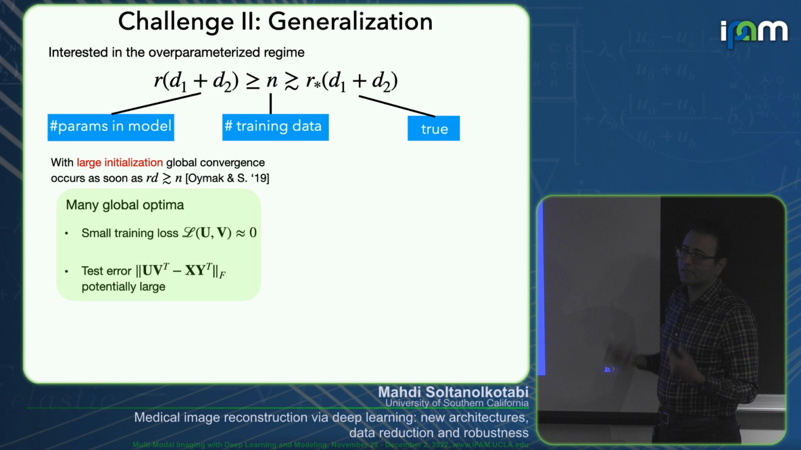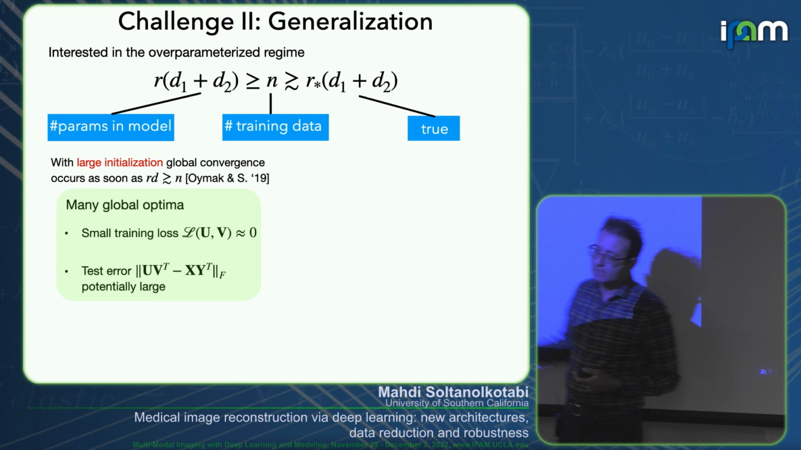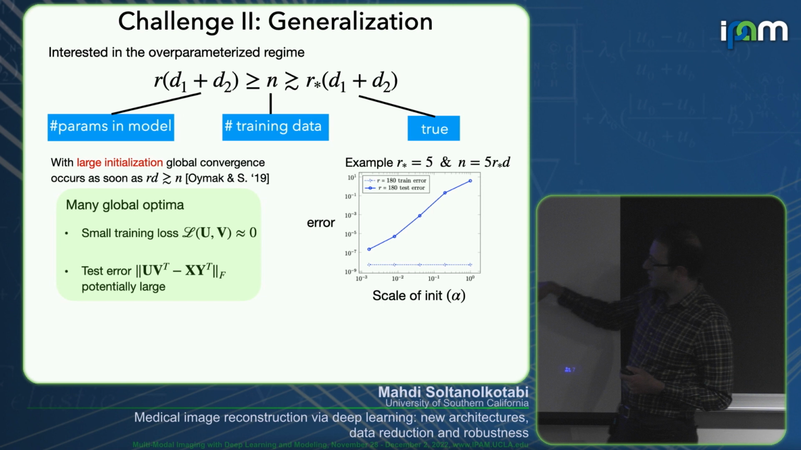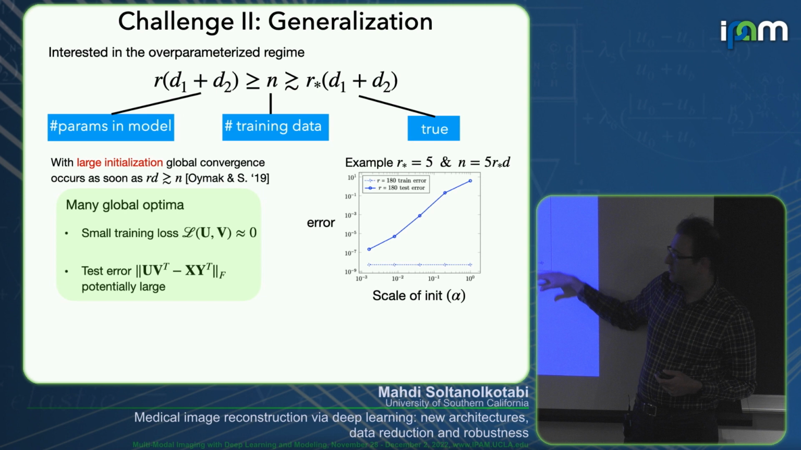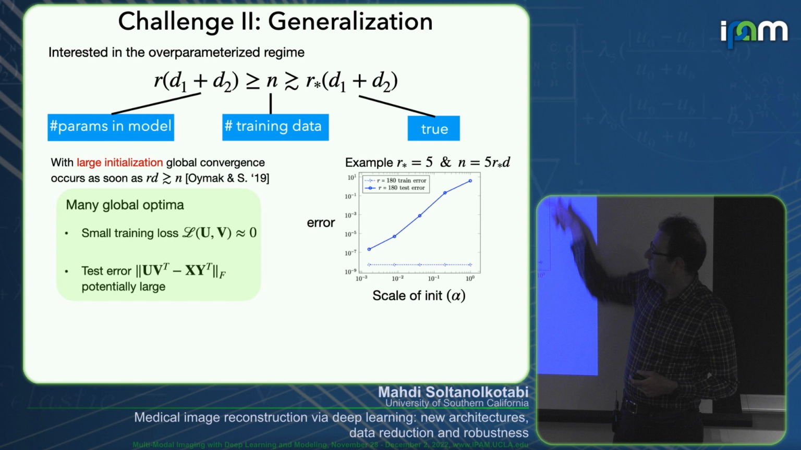And with the kind of results that exist, you actually cannot get good test error. Interestingly, the curves look exactly like a neural network. As I change the scale of initialization, the training error stays zero. This is the scale of random initialization. But the test error is very high when you use a large scale of initialization. When you use a small scale of initialization, it's actually low.